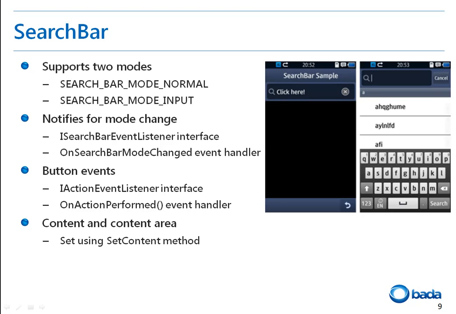In the content area, the UI control set with the setContent method is displayed. The search bar provides the iSearchBar event listener interface, which has the onSearchBarModeChanged event handler to report any mode changes. You can add the listener using the addSearchBarEventListener method. By default, the input mode search bar contains the Cancel button, which closes the keypad and returns the search bar to normal mode. To add another button to the search bar, you can use the setButton method.